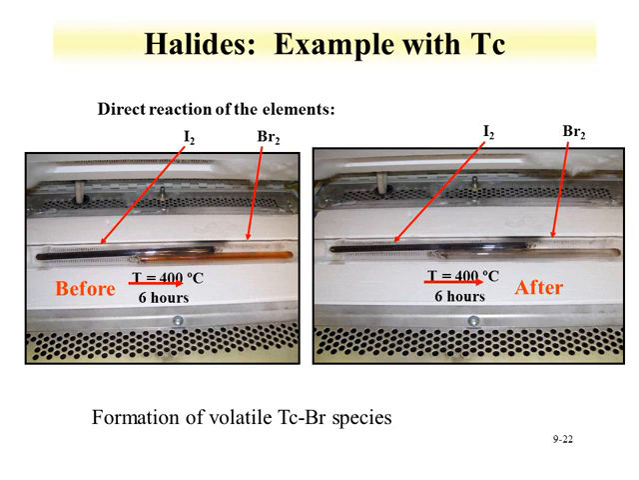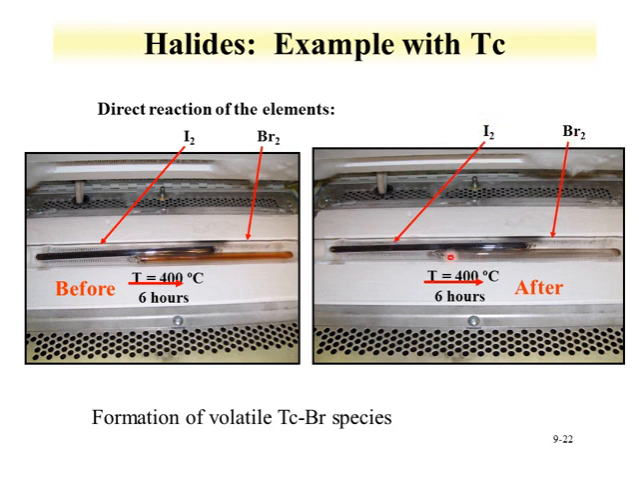An example of volatility-based separation with the halides is shown here for technetium. In sealed quartz tubes, technetium with elemental iodine and bromine are placed in a tube furnace and reacted at 400 degrees for 6 hours. Before the reaction, we can certainly see that this orange-red bromine color is evident in the sealed glass tube. Afterwards, that color is gone because the bromine has reacted, whereas the iodine shows very little reaction.